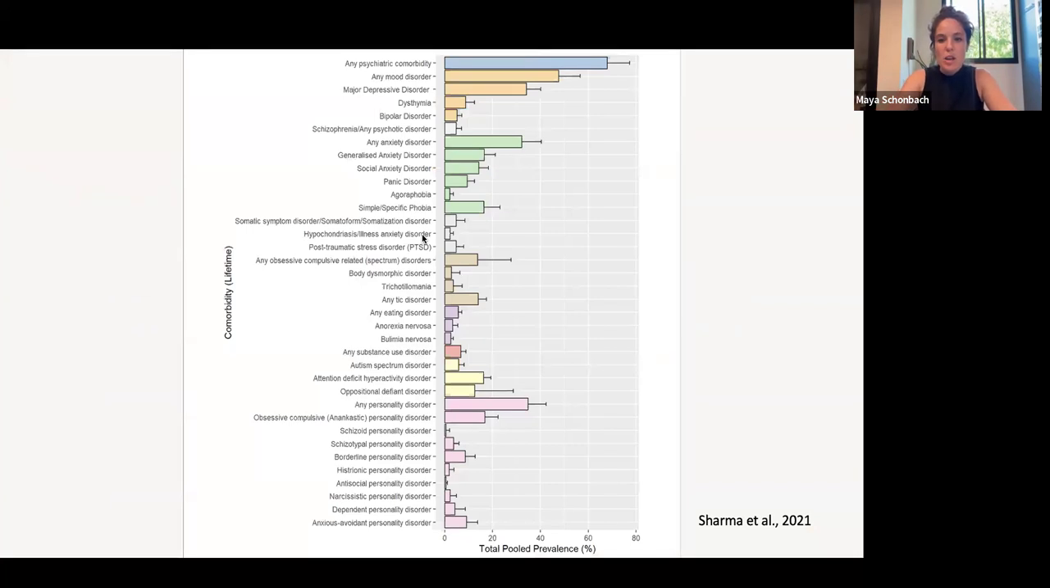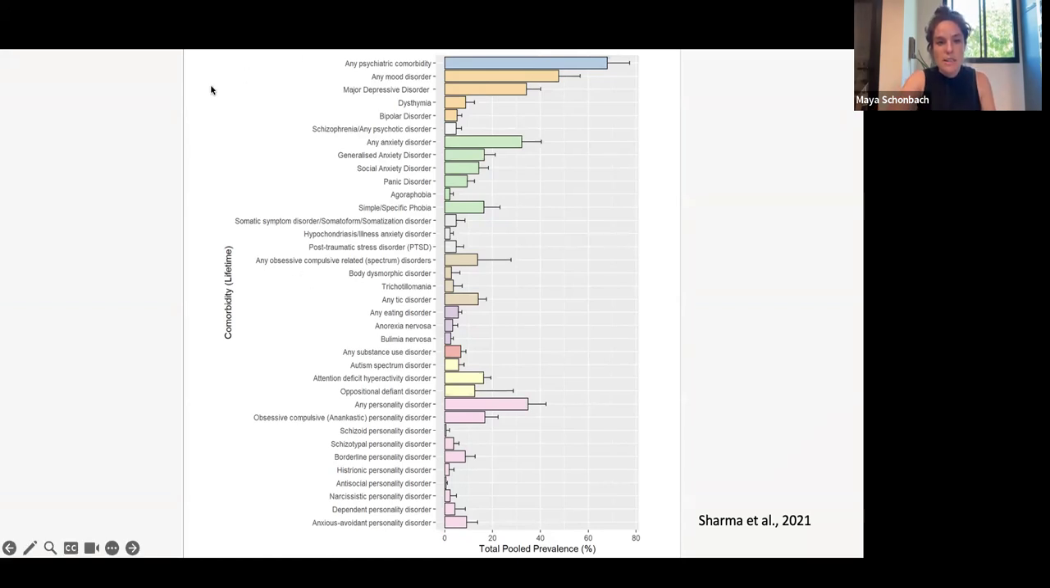Okay, so this is a graph from a 2021 meta-analysis. I have the citation here, conducted by Sharma and colleagues. And it's really one of the largest reviews to date about OCD and comorbidities. So this graph is a little overwhelming. The study actually was very overwhelming. They analyzed over 100 different studies, 16,000 people with OCD from all of these different studies, and they analyzed them to see how often different comorbid conditions show up.